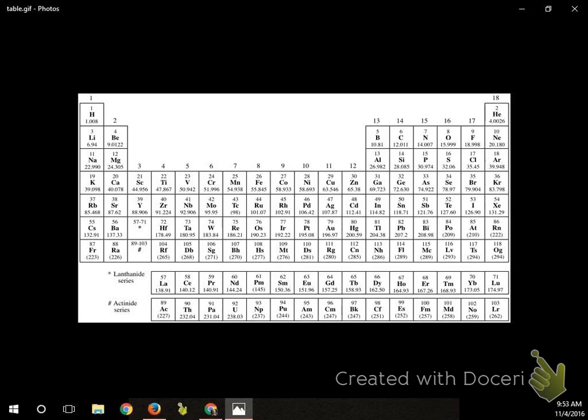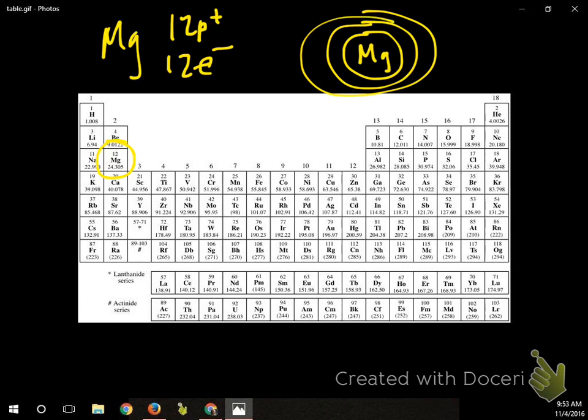The same thing happens with the group 2 elements. If you look at magnesium, magnesium usually has 12 protons and 12 electrons. If it's a neutral charge, it's got 12 of each. So magnesium has an inner shell, another inner shell, and in its third level, it's got 2 outer electrons. Do we agree with that? Magnesium's in the 3rd period, so it's got 3 shells of electrons. In its outermost shell, it has 2 because it's in the 2nd group. So is it easier?